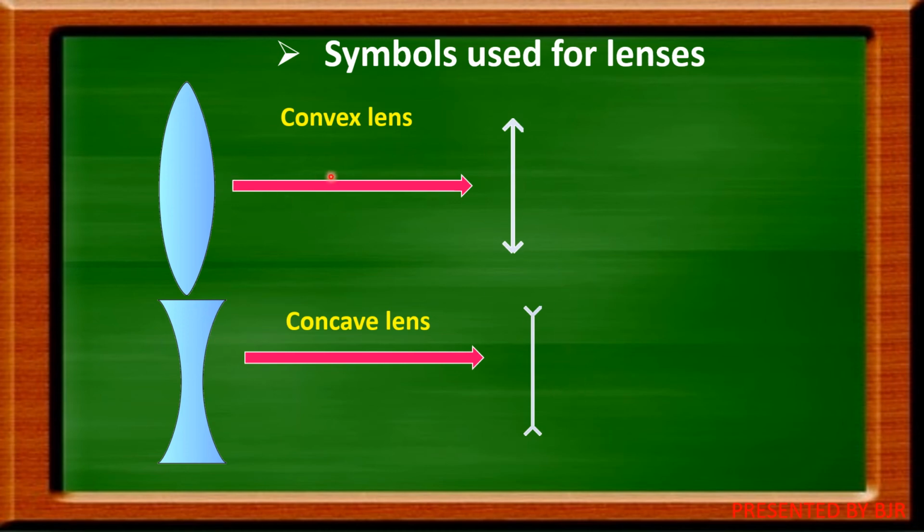Remember, this one is the converging lens. Convex lens is called converging lens. Why? Because rays incident on the convex lens will converge to a point. And this one is called the diverging lens. The focal point of the convex lens I will show you by using its symbol once again. Okay, here is the convex lens.